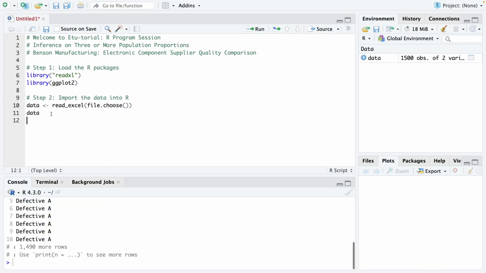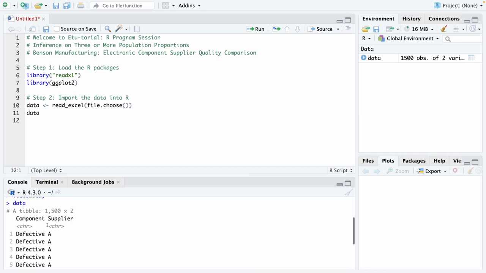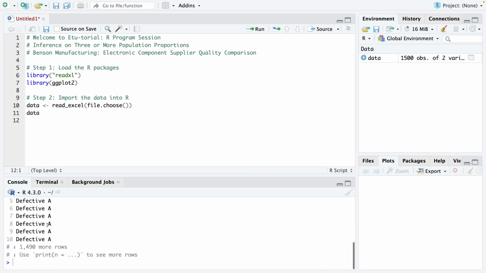And then if I run the next line, line 11, it gives me a snapshot of the first 10 rows of the data, which also gives me an idea of what we're doing.